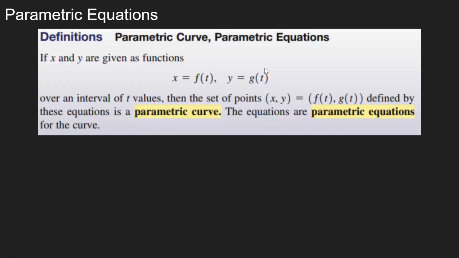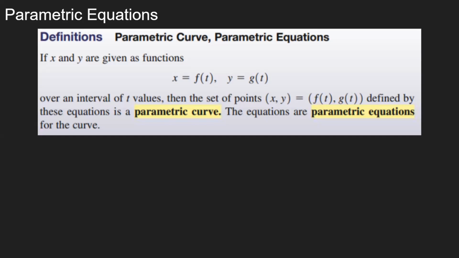So let's start off with the definition of a parametric curve or parametric equations. This is the case where x and y are determined as functions instead of just simple variables. So x is determined by a function f of t, and y is determined by a function g of t over an interval of t values.